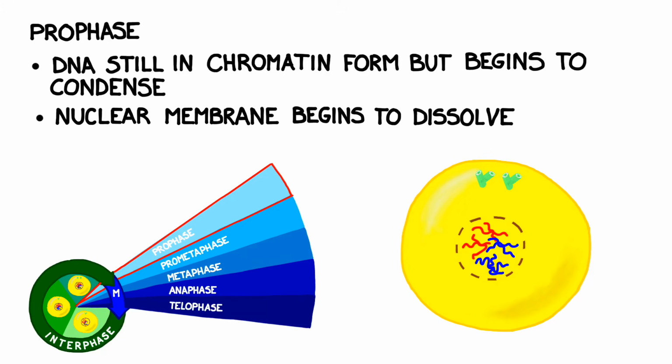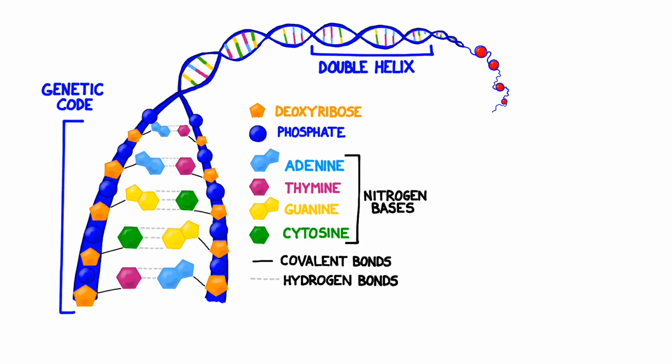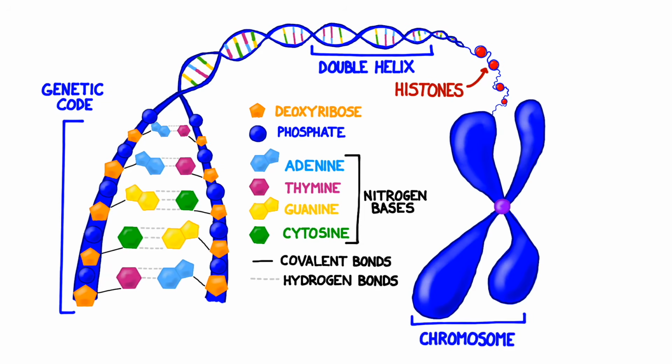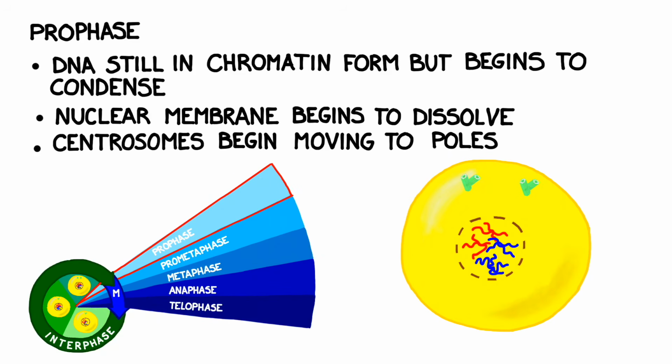However, they need to be packaged efficiently so we can ensure that it divides properly. The DNA begins coiling itself very tightly around proteins called histones to form structures called chromosomes. Chromosomes look like this and consist of 2 chromatids held together by an attachment point known as a centromere. The centrosomes from G2 are also moving towards the poles of the cell.